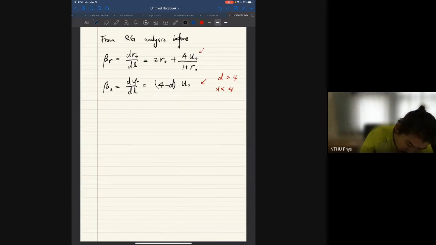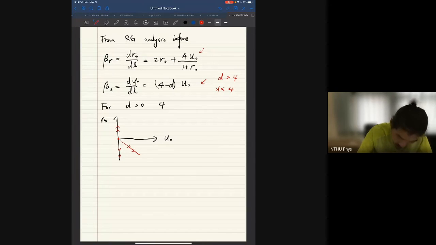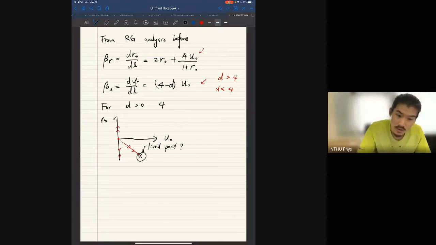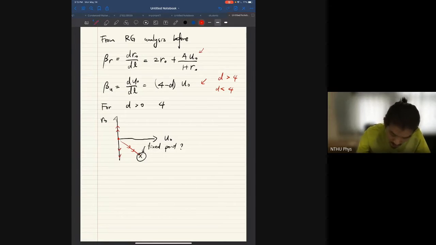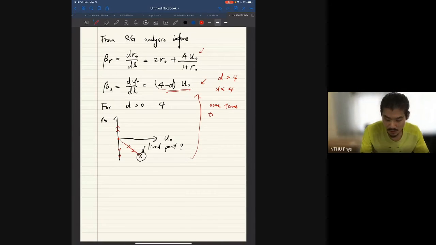So at this point, for d greater than 4, the picture should be something like this one, right? So this is the u naught, r naught. So let's start with the Gaussian fixed point. It will flow away, right? So we want to ask, is there another fixed point? Right. So if there exists a fixed point, you must add in some terms to make this become 0, right? That is the way to have a fixed point.